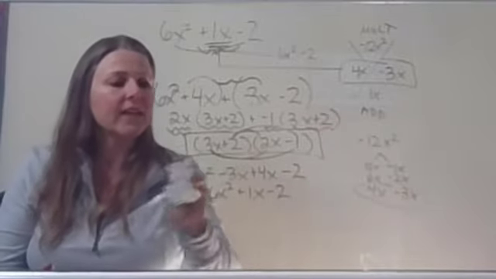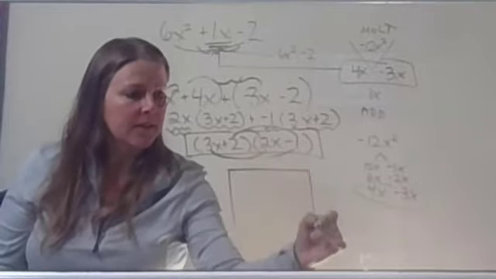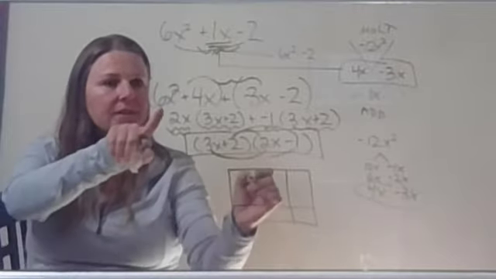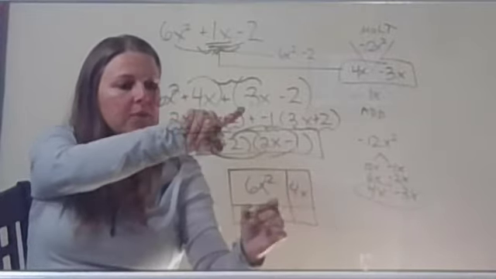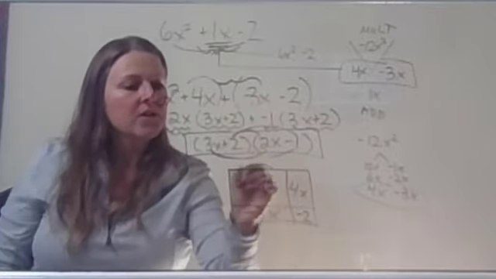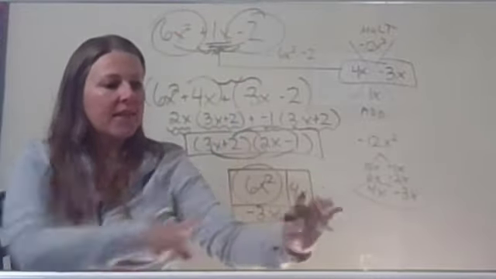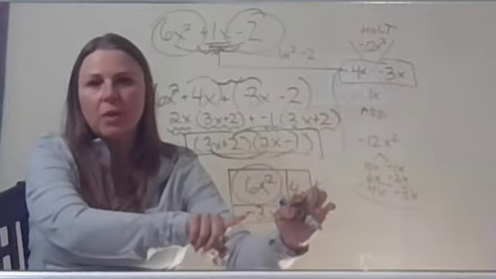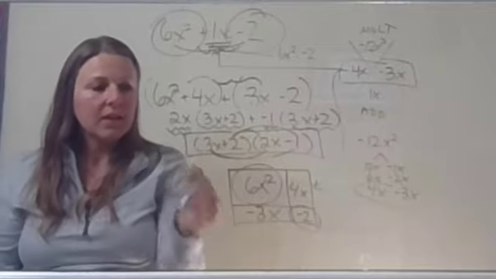Another way you can check that is to draw the box. So if you drew the box, you would have the 6x squared. One of the boxes would be 4x, another box would be negative 3x, and the last box would be negative 2. So this and this are from the initial problem, and then these two are from here. It doesn't matter which is which. What matters is that when you factor it out, you get this.